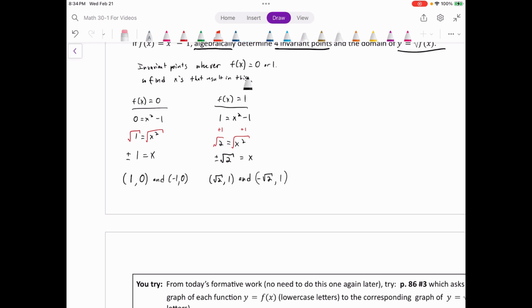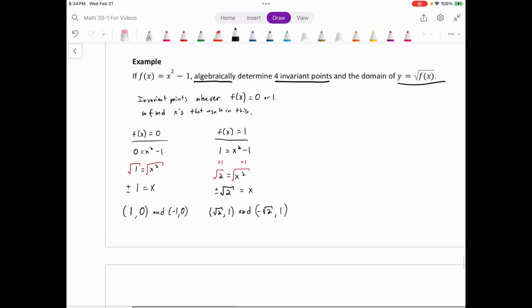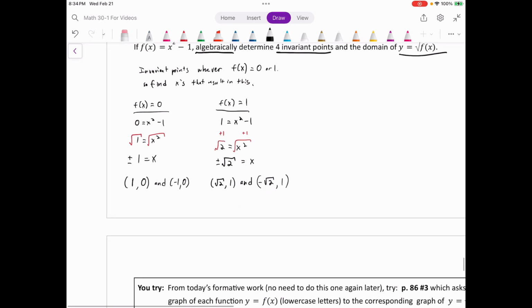Root 2 squared would be 2. 2 minus 1 is 1. Right? So when x is root 2 on the original function, y is 1 on the original function. Meaning that on the square root of the function, when x is root 2, y is still 1, because the square root of 1 is 1. Same logic here. So there's our invariant points. We found all 4 that they asked us to find.